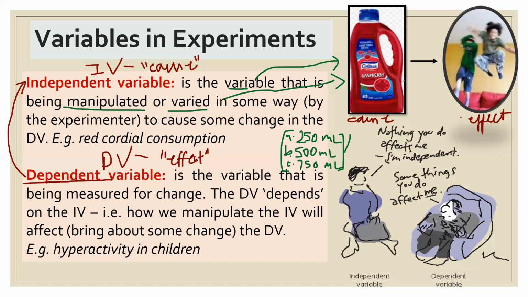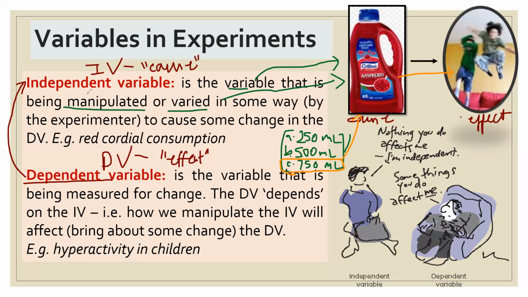So if we come up with the prediction that red cordial should lead to hyperactivity, which of the following amounts of cordial is most likely to lead to the highest level of hyperactivity? Yeah, correct. It's C. It's a pretty obvious answer there. The reason being that the more we increase that red cordial, according to our hypothesis, the more should be the increase in the hyperactive behavior. That's what we're predicting, or that's what we're hypothesizing.